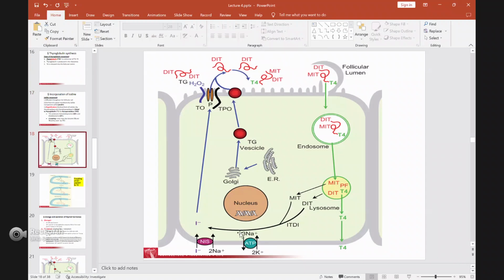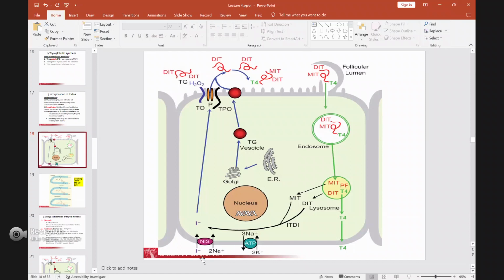So the first mechanism is the absorption or the intake of iodine. From here at the bottom, you can see NIS. NIS stands for sodium iodide symporter. That's the pump that pumps the iodine from the blood into the cells in the thyroid gland.